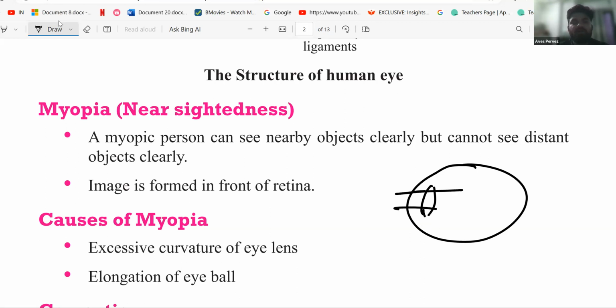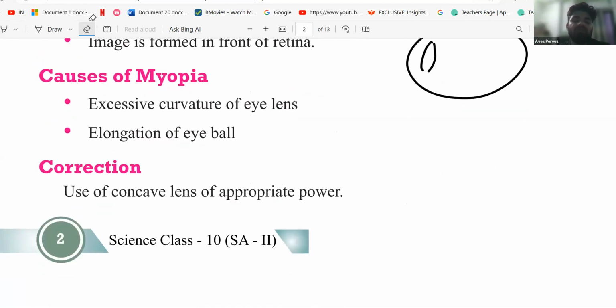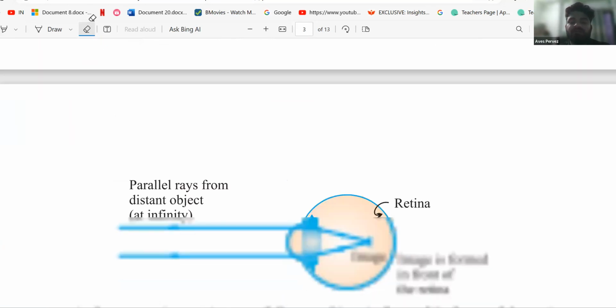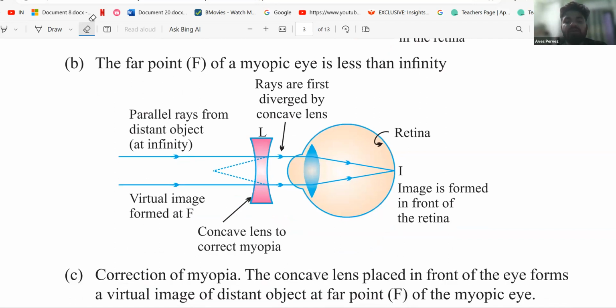So this is due to elongation of the eyeball or excessive curvature of the eye lens. If the power of the eye lens becomes more, then it results in myopia. So it can be corrected by using a concave lens.